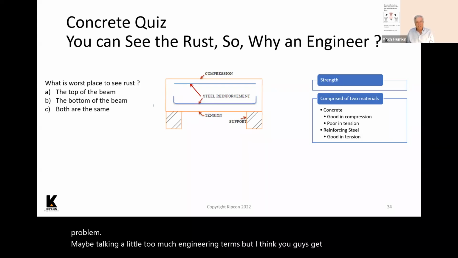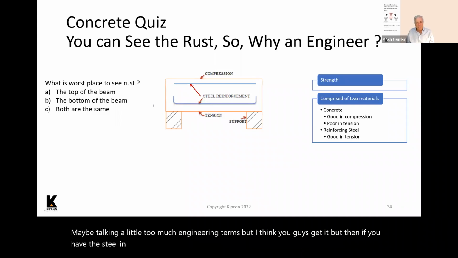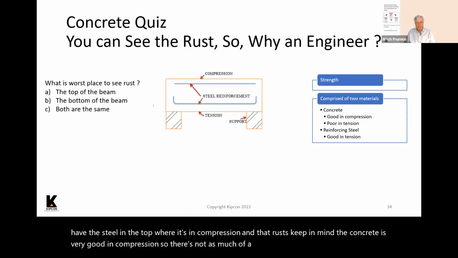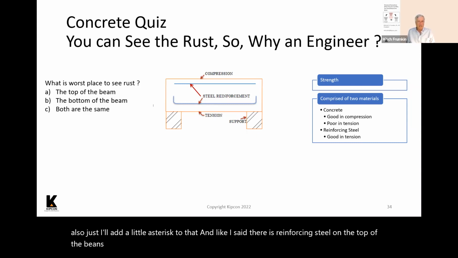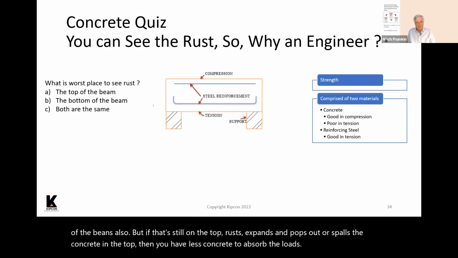But if you have the steel in the top where it's in compression and that rusts, keep in mind the concrete is very good in compression. So there's not as much of a concern from a safety perspective. But I'll add a little asterisk to that. Like I said, there is reinforcing steel in the top of the beams also. But if that steel in the top rusts, expands, and pops out or spalls the concrete in the top, then you have less concrete to absorb the loads in compression. So it can create a problem also.